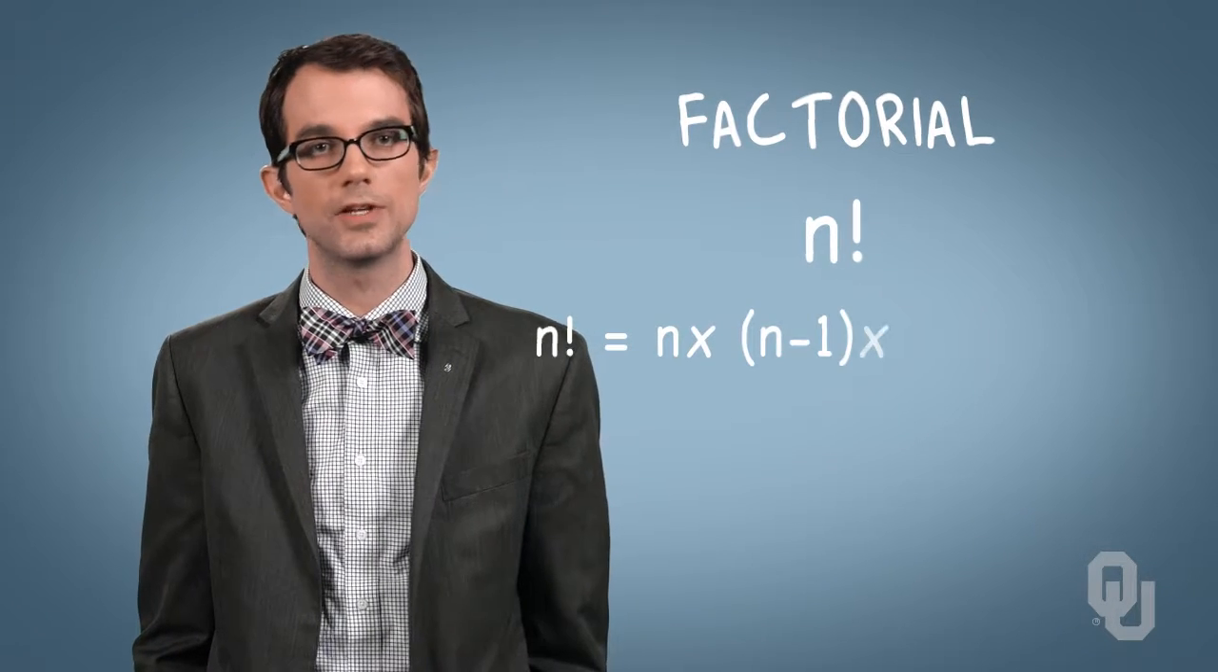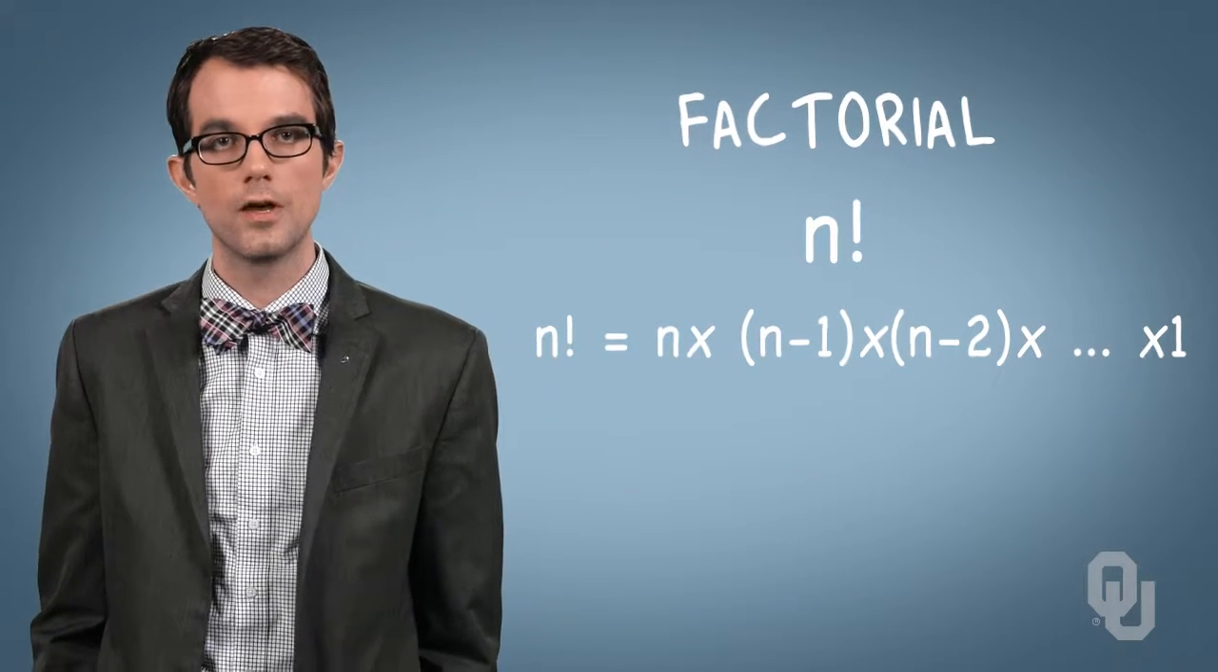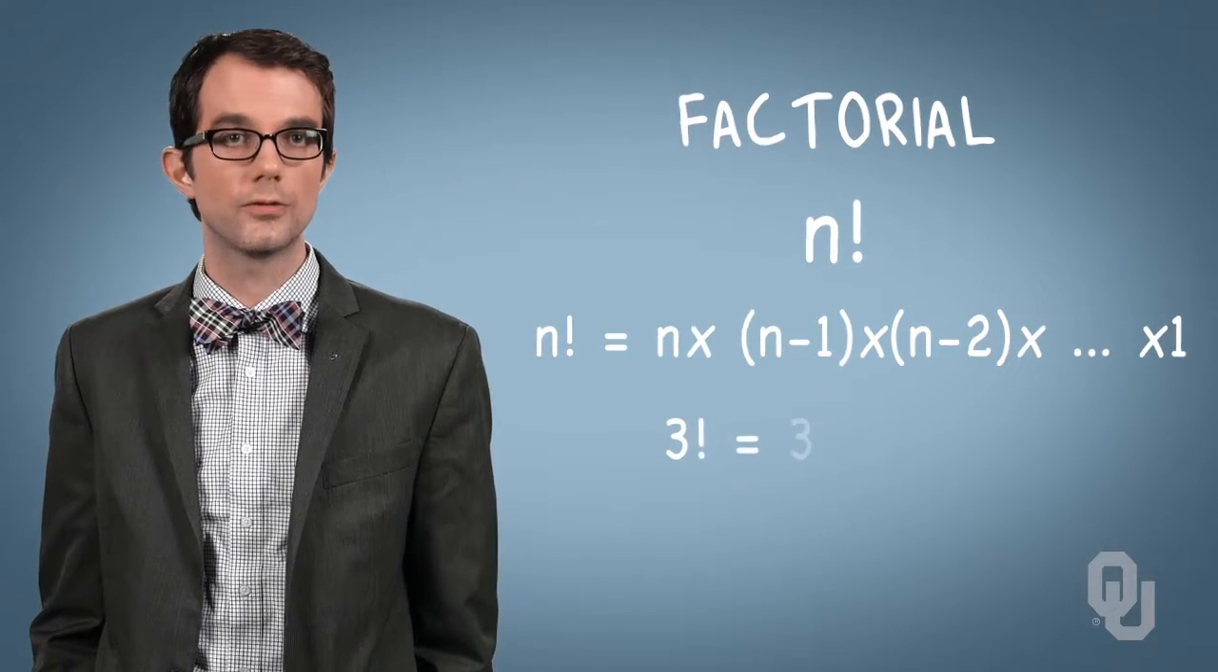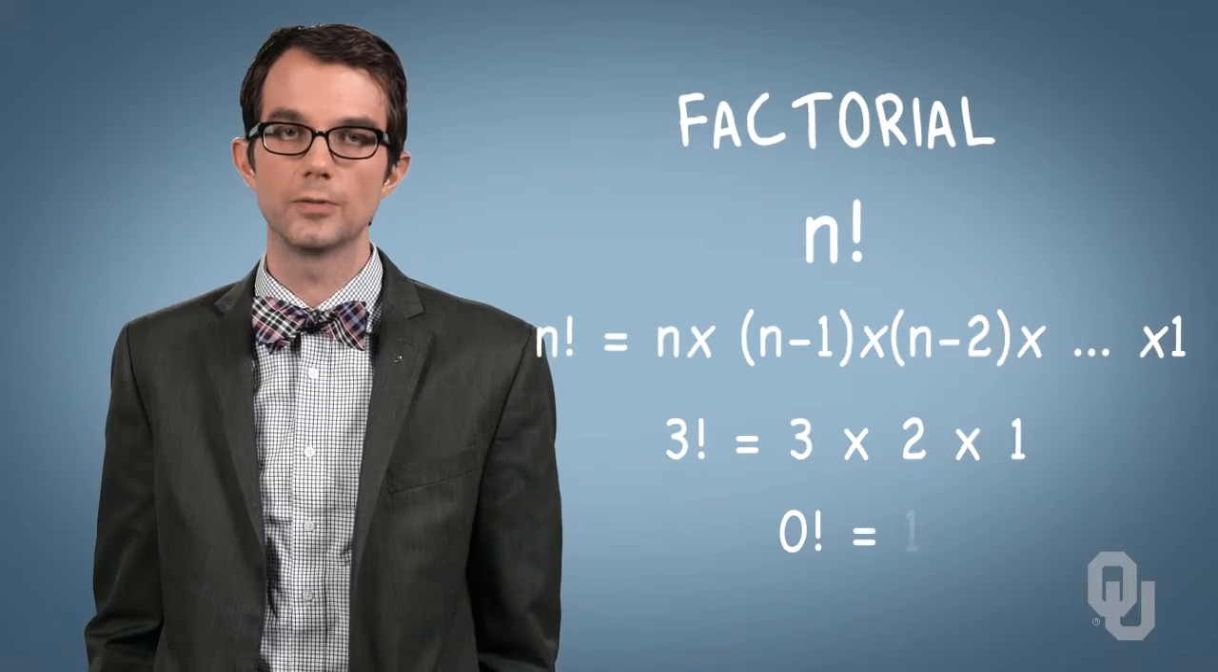A function that is useful in counting is the factorial function. The notation for a factorial is an exclamation point. So n exclamation point is not n, but it's read as n factorial. The factorial function is pretty simple. N factorial is equal to n times n minus 1 times n minus 2 all the way down to 1. For example, 3 factorial is 3 times 2 times 1. By definition, 0 factorial is equal to 1.